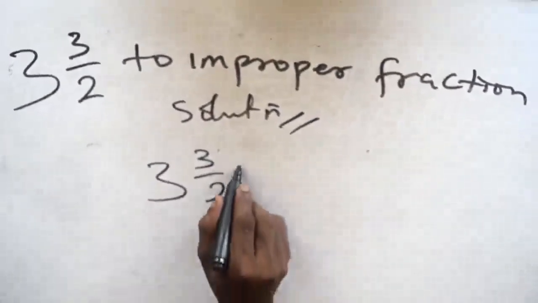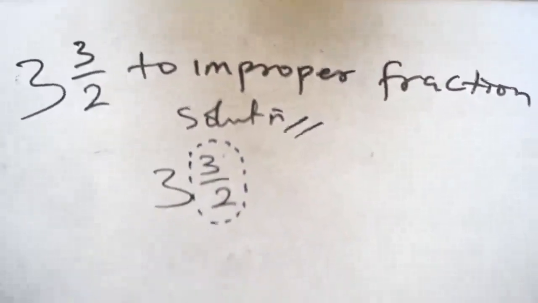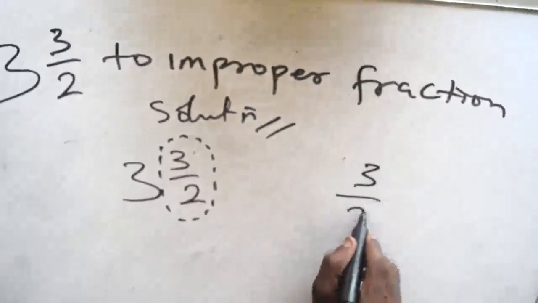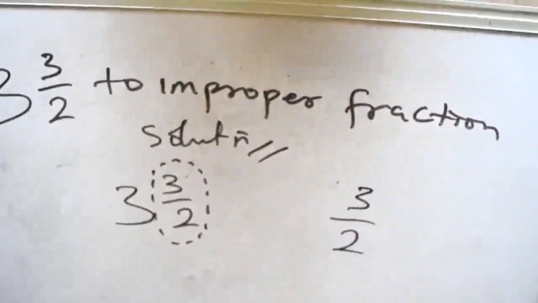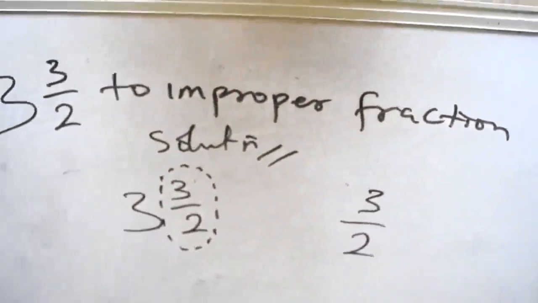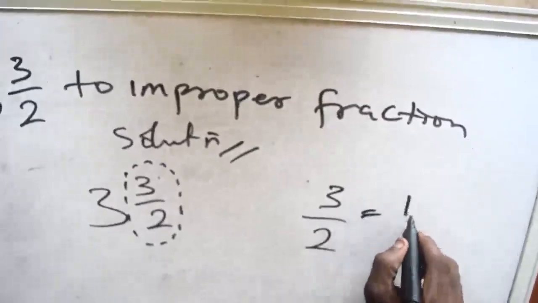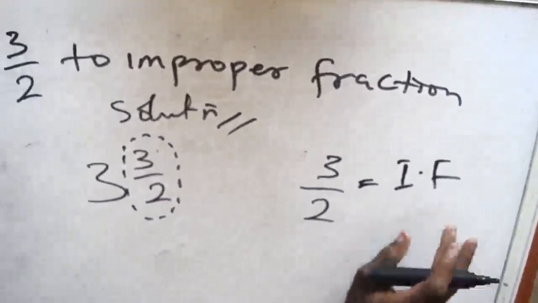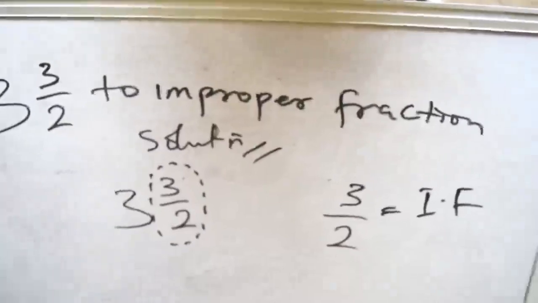The first thing, use dotted line. We use dotted line, you separate your whole number from your fractional part. What is the fractional part? We have 3 over 2. This 3 over 2, is it a proper fractional part or improper fractional part? Oh my goodness, you know that this guy is an improper fraction, I of F. Since this is an improper fraction, there is no way we'll continue. The question itself is wrong.